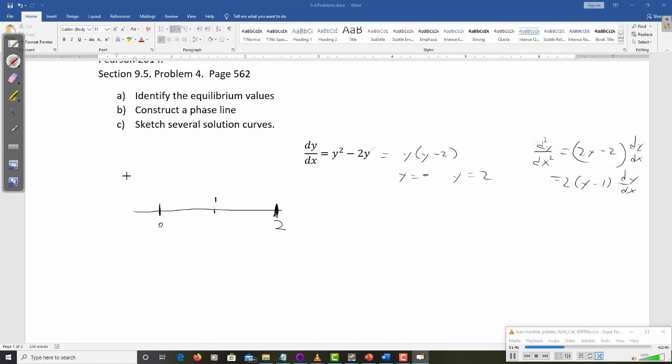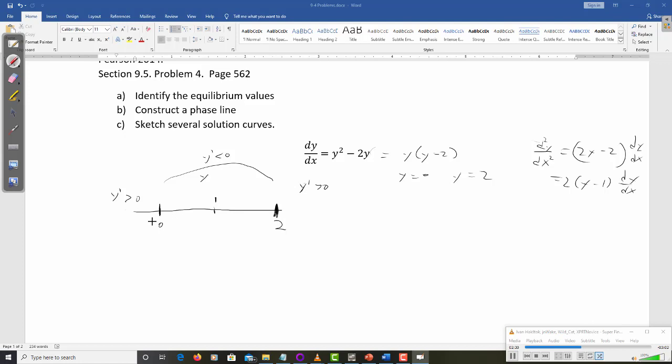Alright, down here, we'll start over here. y prime negatives. Negative times negative is positive. y prime greater than 0. y prime negative. If I plug in, say, 1, negative and then times positive is negative, so y prime less than 0. And then over here, y prime is going to be greater than 0 because you plug in 3, positive, positive, yep.